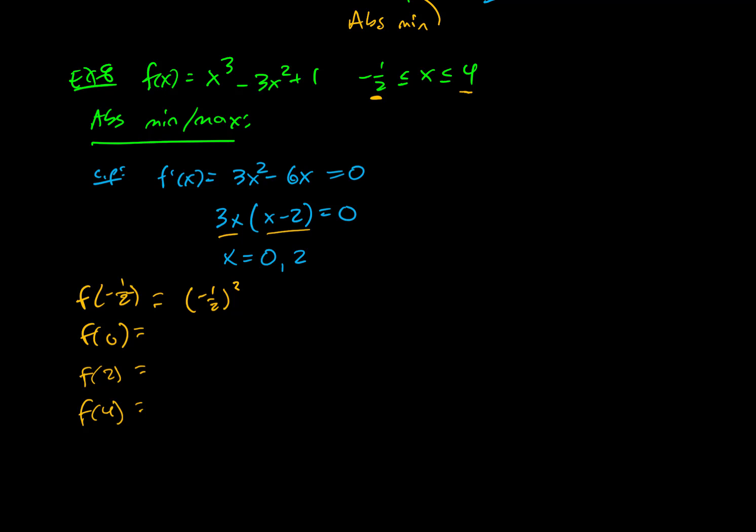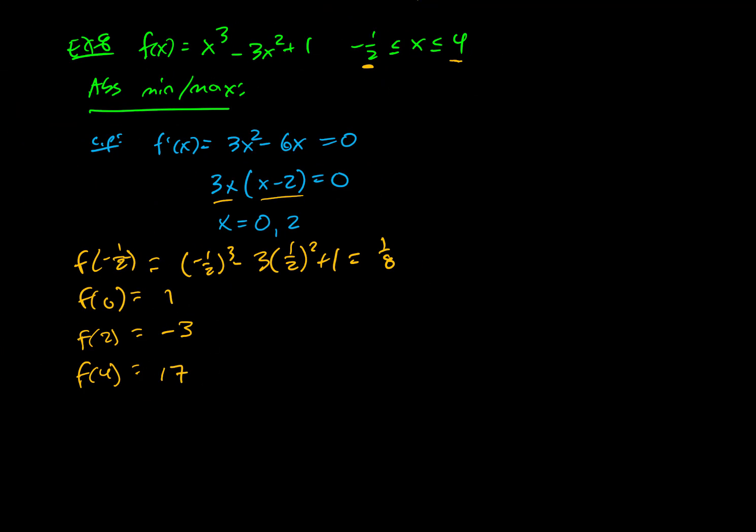You have -1/2 cubed minus 3 times 1/2 squared plus 1. I'm going to cheat a little bit because we can evaluate those pretty simply. That's 1/8. You get 1 when you plug in 0, -3 when you plug in 2, and 17 when you plug in 4. Now all I have to do is look at those and see which one is the highest and which one's the lowest. There's my lowest, my absolute min, and there's my highest, my absolute max. So one of the extreme points came from a critical point, the other one came from an endpoint.